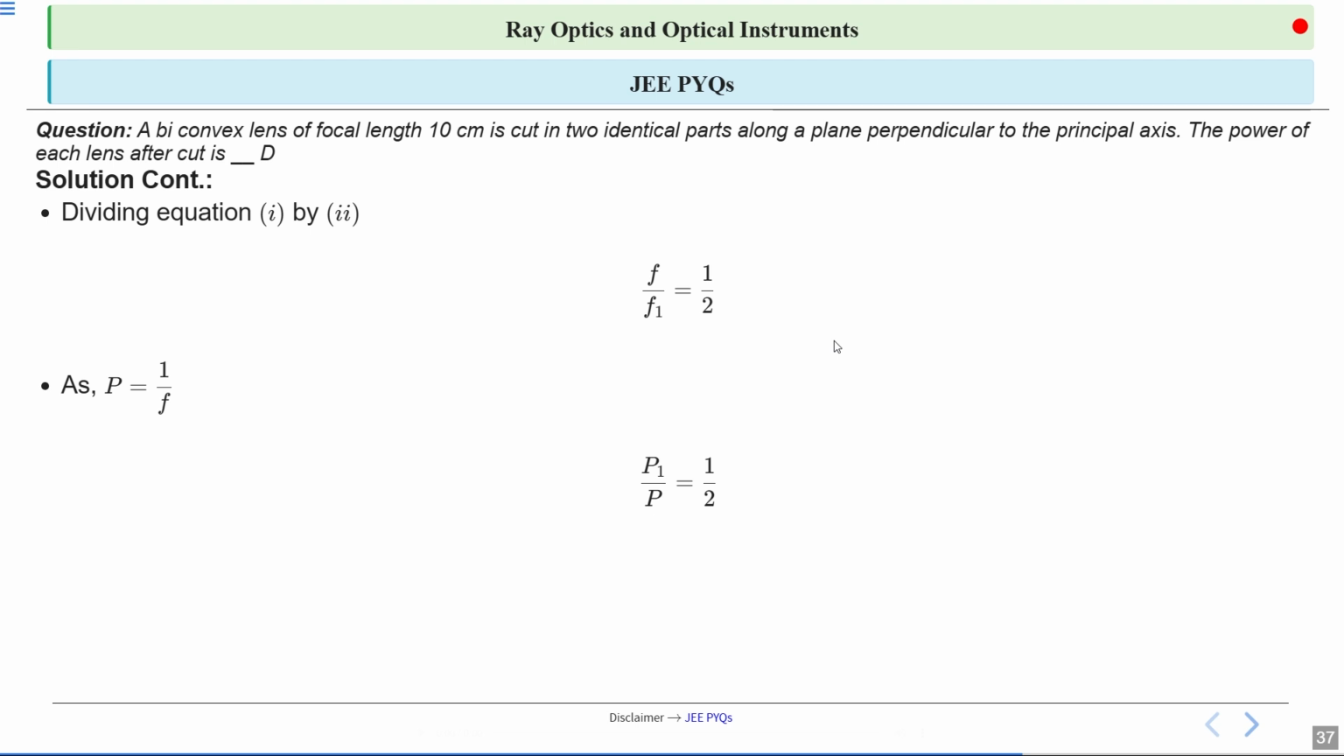So this shows that the power of each half lens is half the power of the original lens. So we derive 2P1 equals P. This equation confirms that the power of the original lens is twice the power of each half. Or we can say the power of each half is half of the power of the original lens.